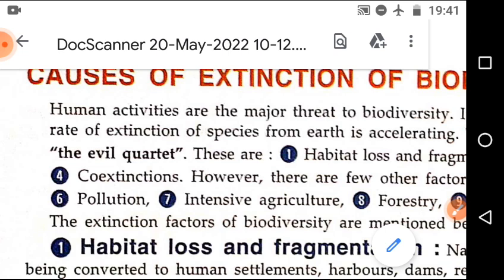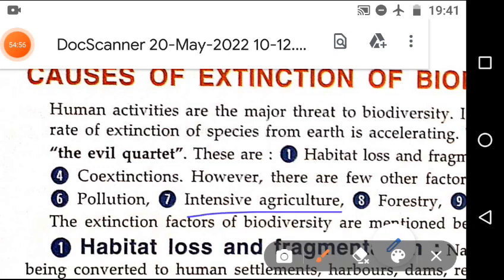Then intensive agriculture. Intensive means, you can say, to make our profit we are using bad methods, like excessive use of fertilizers, excessive use of pesticides and herbicides for making our profit. Somehow we have to grow the plant, ripen the fruit, and harvest the crop in a huge amount, but indirectly we are eating toxic things. So intensive agricultural practice also leads to loss of biodiversity.